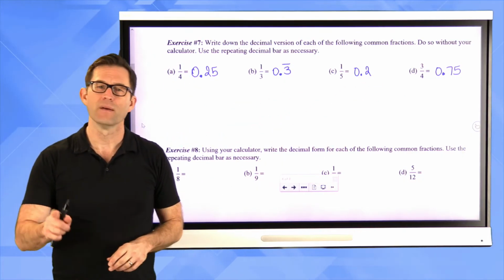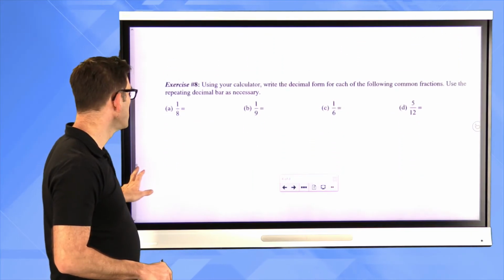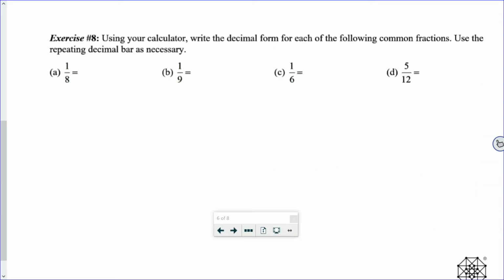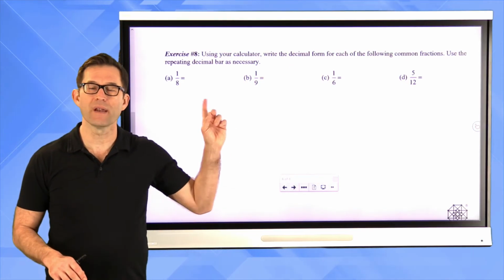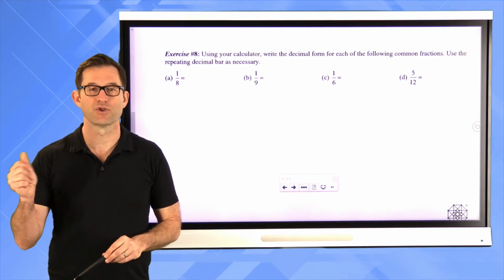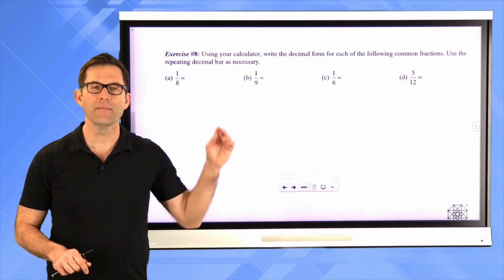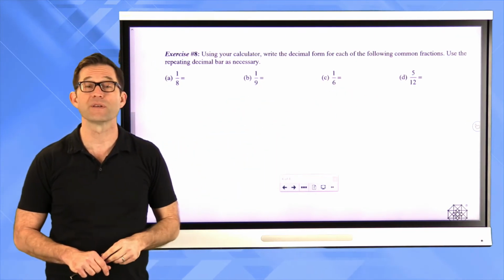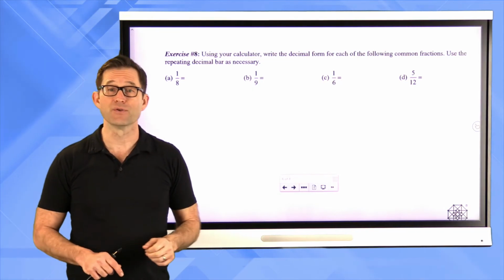Now, let's take a look at exercise number 8, where we will bring out our calculator in a moment. Using your calculator, write the decimal form for each of the following common fractions. Use the repeating decimal bar as necessary. All right, so my claim is that those ones in exercise 7, there's no question you should know their decimal versions just like that. On the other hand, you might not know the decimal version for 1/8, 1/9, 1/6, 5/12, etc. So you should be able to use your calculator.